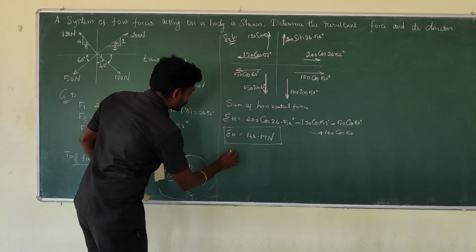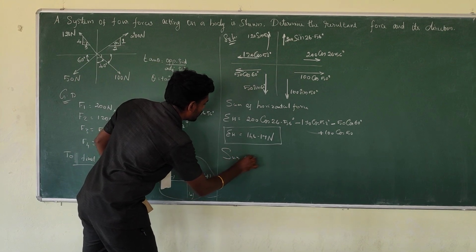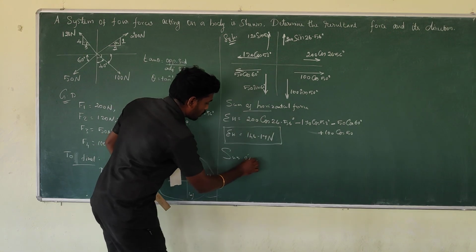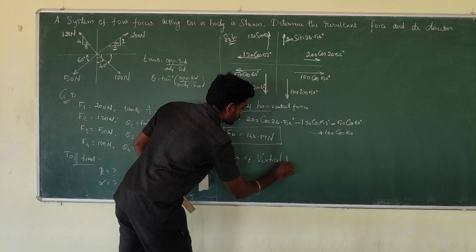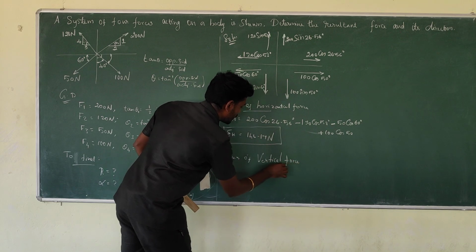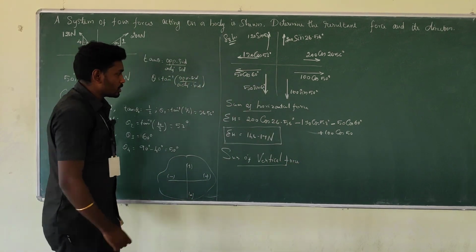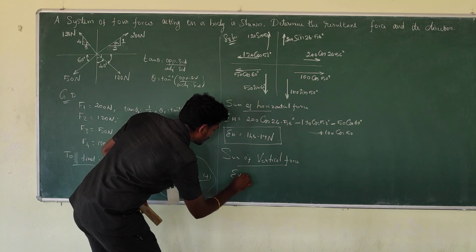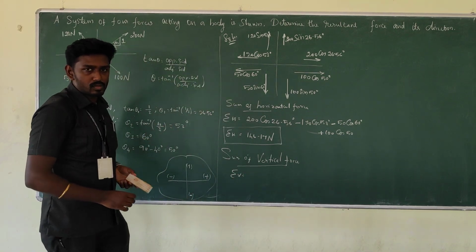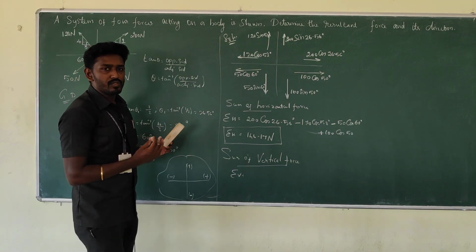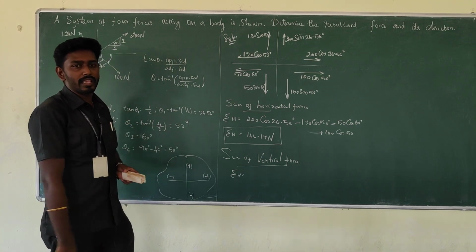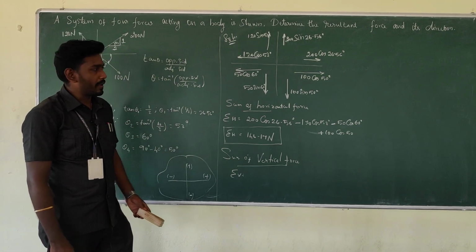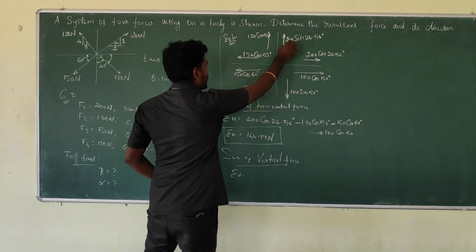So what about the next step? Sum of vertical force. So here summation of V concern, add all the vertical forces. We know the force which is pointing up is a positive sign, pointing down it's a negative sign. Okay.